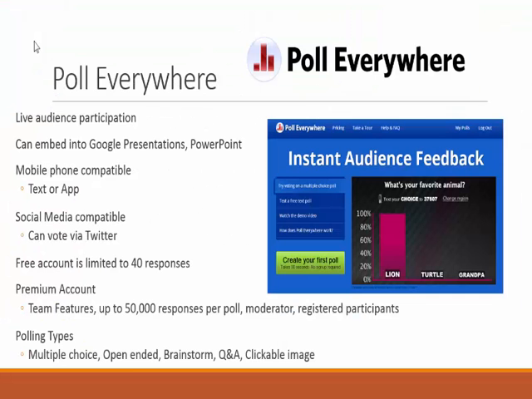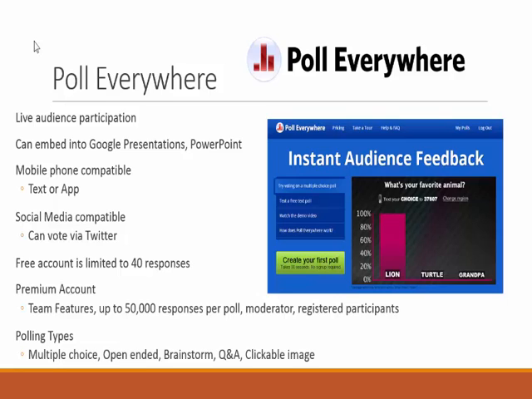The second one I would like to go into a little bit more detail is Poll Everywhere. Poll Everywhere is great for instant audience feedback, but I think it will be really good for asynchronous or synchronous distance education courses as well. The reason I believe that is you can put these into Google Presentations and PowerPoint. They have links built into both of these. So if you were looking for something like Turning Point but don't want to do the purchase of the clickers, this may be an option for you.